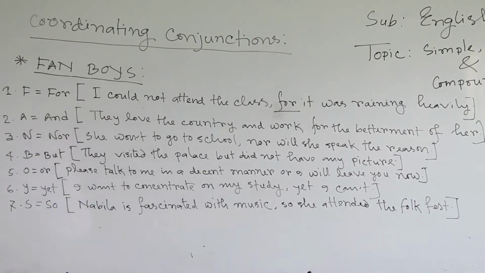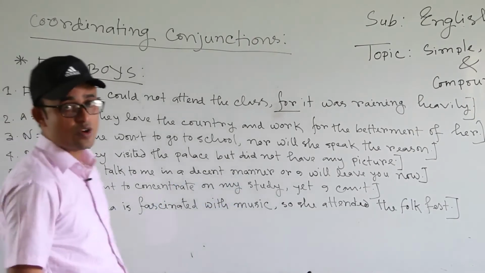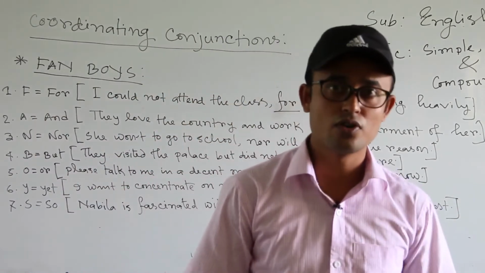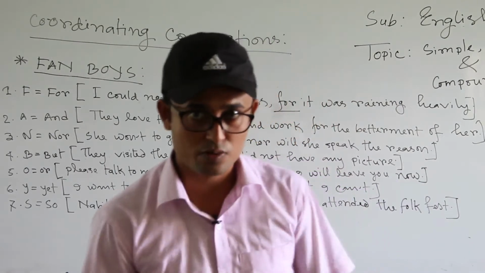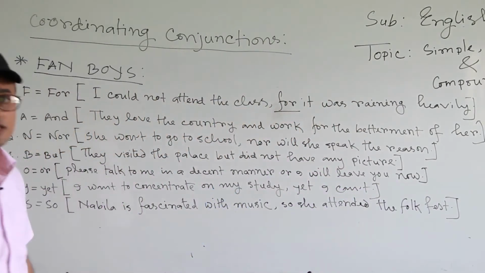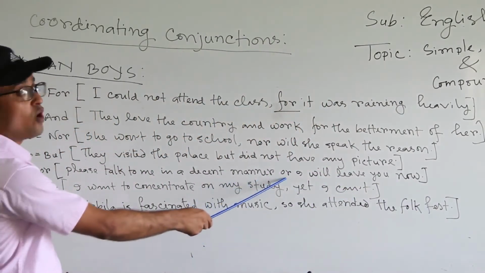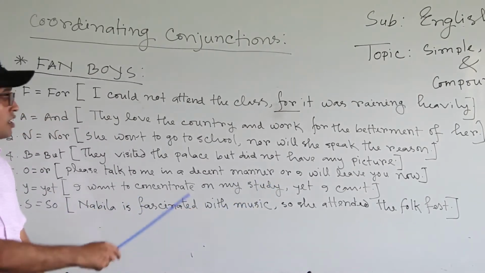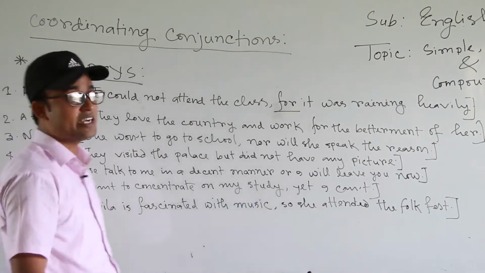Please talk to me in a decent manner or I will leave you now. হ্যাঁ, দয়া করে আমার সাথে মার্জিত ভাষায় কথা বলো, না হলে আমি তোমাকে এখনই ত্যাগ করব। Here we find a coordinating conjunction marker that is or. Understand? Next, I want to concentrate on my study, yet I can't.